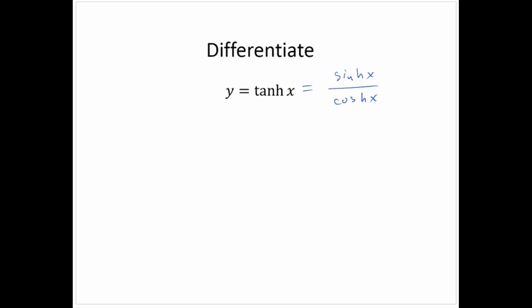So now, using the fact that we have hyperbolic sine over hyperbolic cosine, I can differentiate with respect to x using the quotient rule. So then, y prime would be the lower function, that's hyperbolic cosine of x, times the derivative of the numerator. The derivative of hyperbolic sine is hyperbolic cosine x. We just showed that in the previous slide. Minus the upper function, hyperbolic sine x, times the derivative of the lower function.